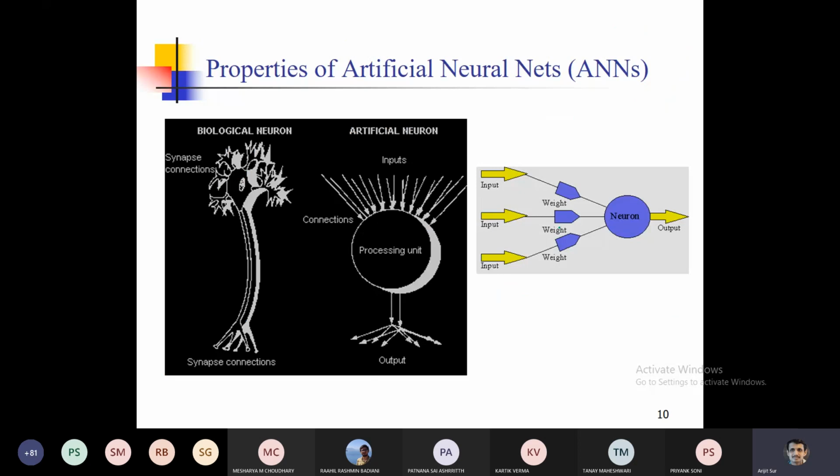Now comes the artificial neuron. This is the biological neuron as we discussed: the cell body, the dendrites, and the synaptic connection as the axon. Now exactly the same thing: this is our cell body in our artificial neural network, and some dendritic connection inputs are something like this.